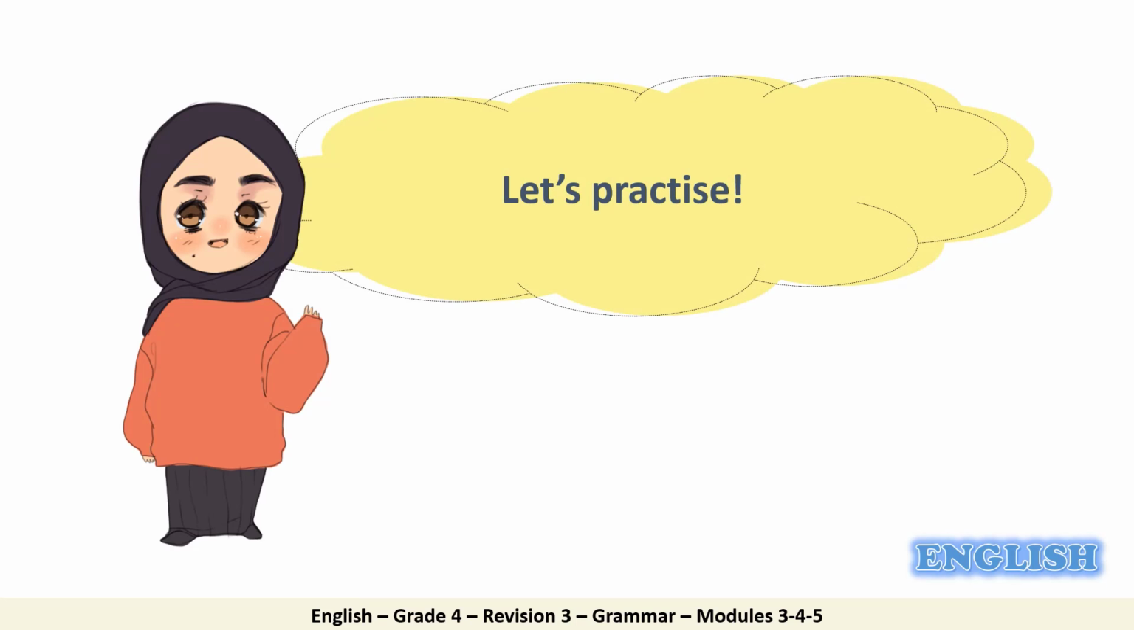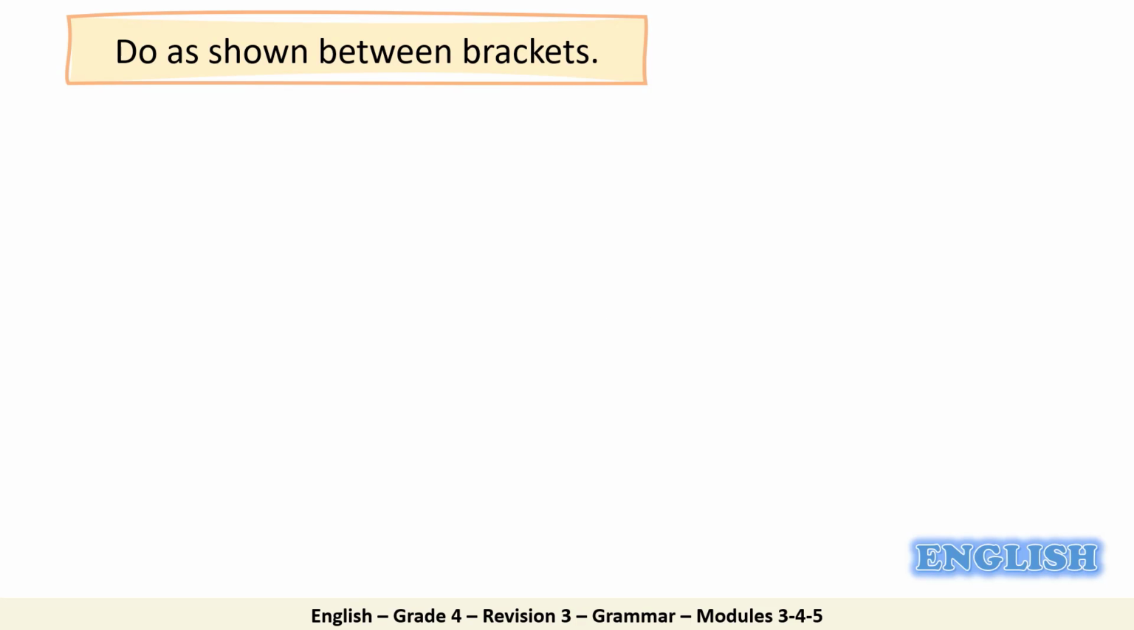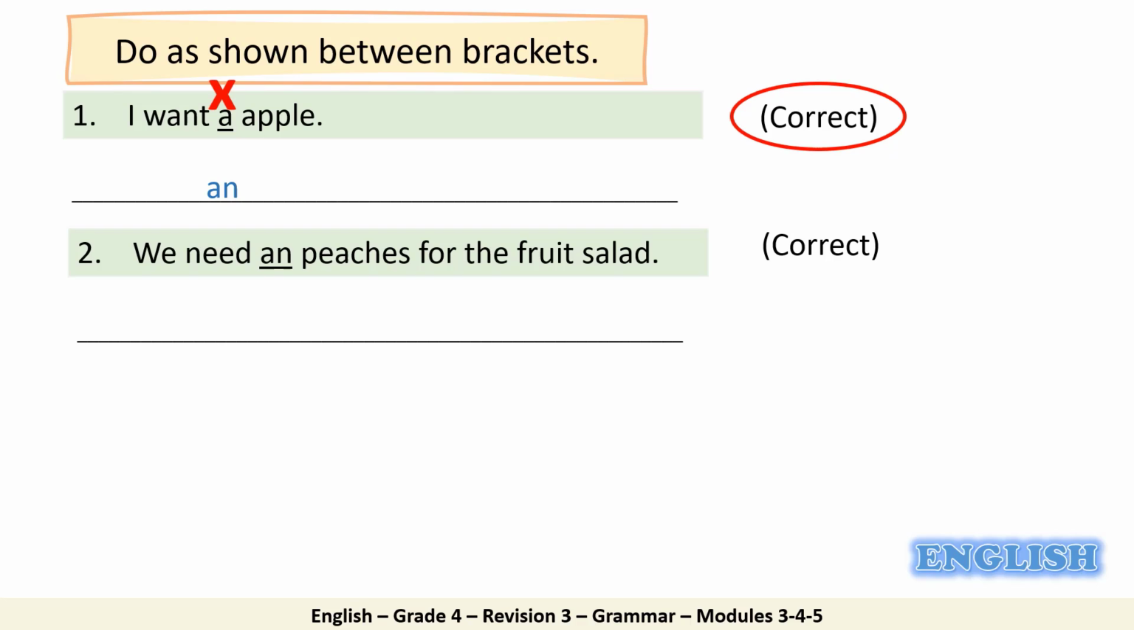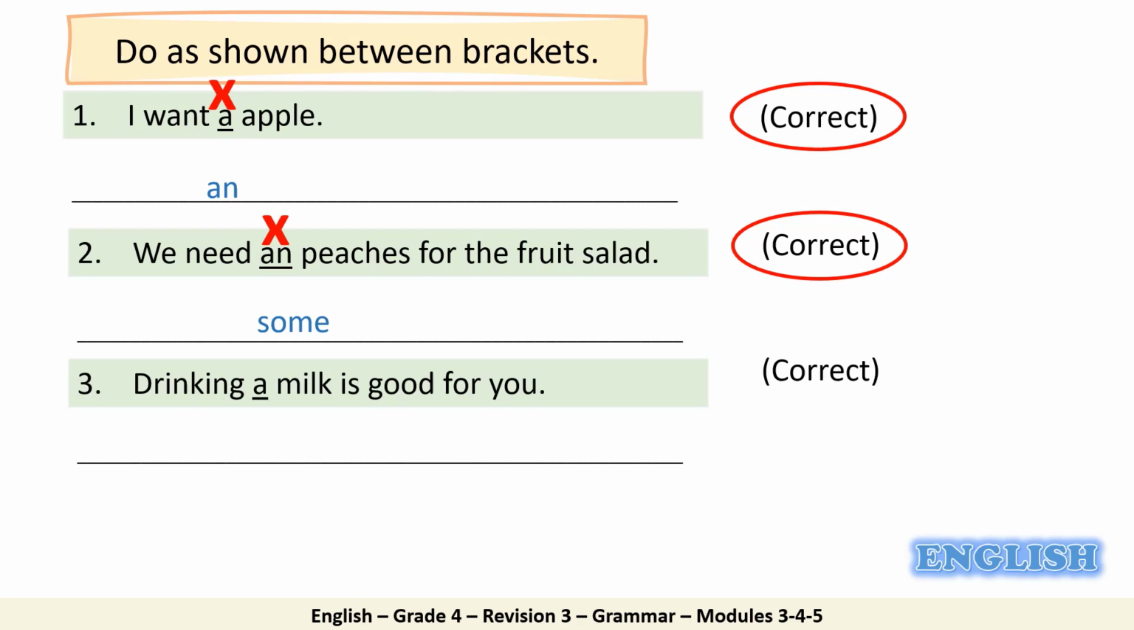Now, let's practice. Do as shown between brackets. Number 1. I want an apple. You need to correct the underlined word. Apple starts with a vowel, so we would say an apple. Number 2. We need a peaches for the fruit salad. Let's correct the underlined word. It's wrong. It should be we need some peaches for the fruit salad.